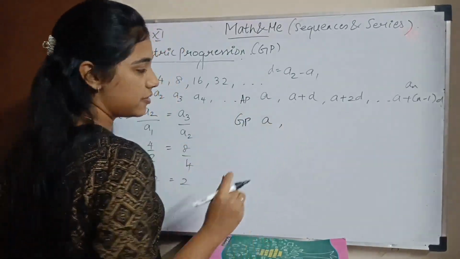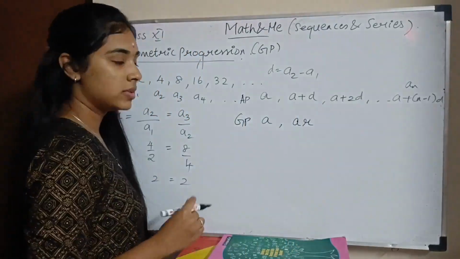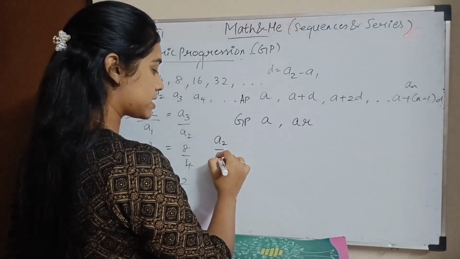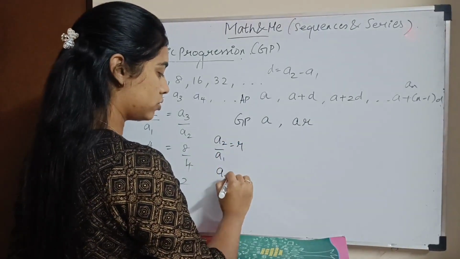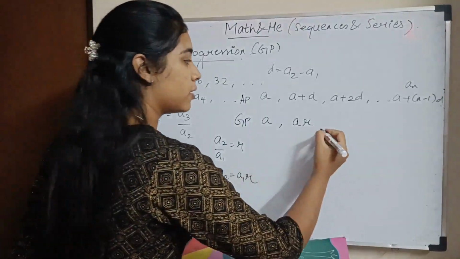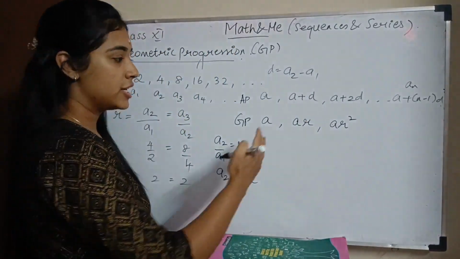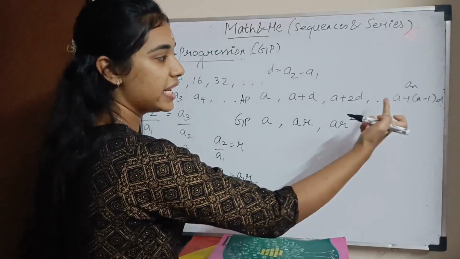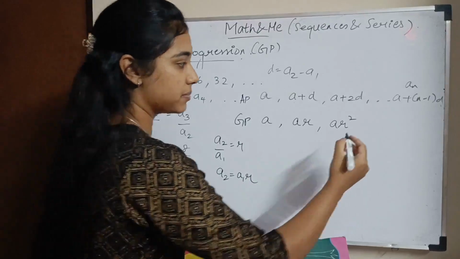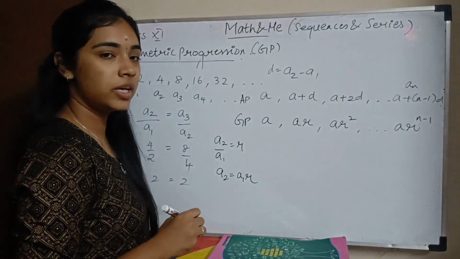So in a GP, what will you do? The first term is the first term itself. What do we do for the second term? A2 by A1 equals R, so A2 is A1 times R, that is AR. What is your third term? AR square. So you are multiplying by R. In AP we add D; here we multiply by R for every subsequent term. So what is your last term? AR to the n minus 1. Okay, you have to remember this.